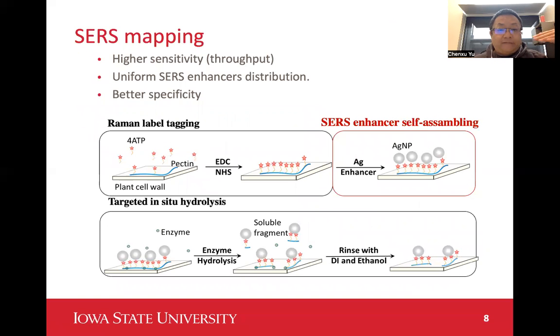And on top of the 4-ATP labeling or tagging, we are also using surface enhancement, in which a uniformly distributed silver nanoparticle layer is created on top of the plant cell wall structure that helps us to further increase the specific peaks that we are observing from 4-ATP, so that it gives us much better spectrum resolution and signal intensity for us to generate images that will be effective for identifying the co-localization of different polymer species.